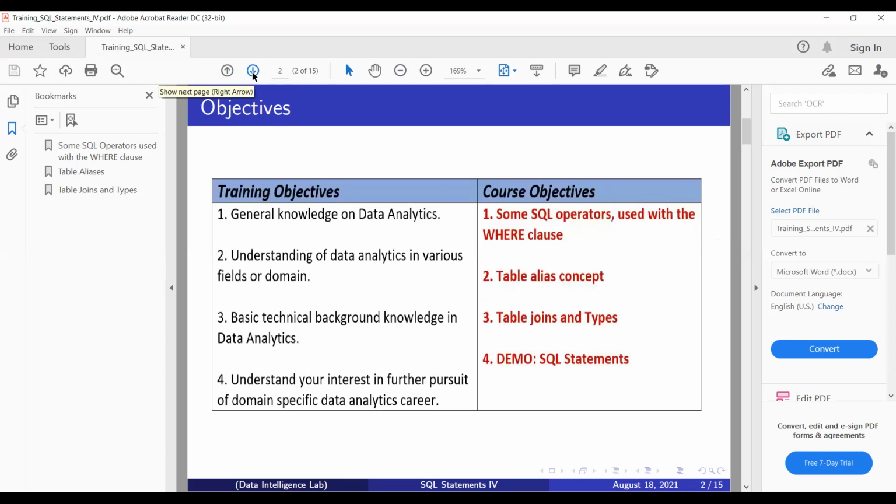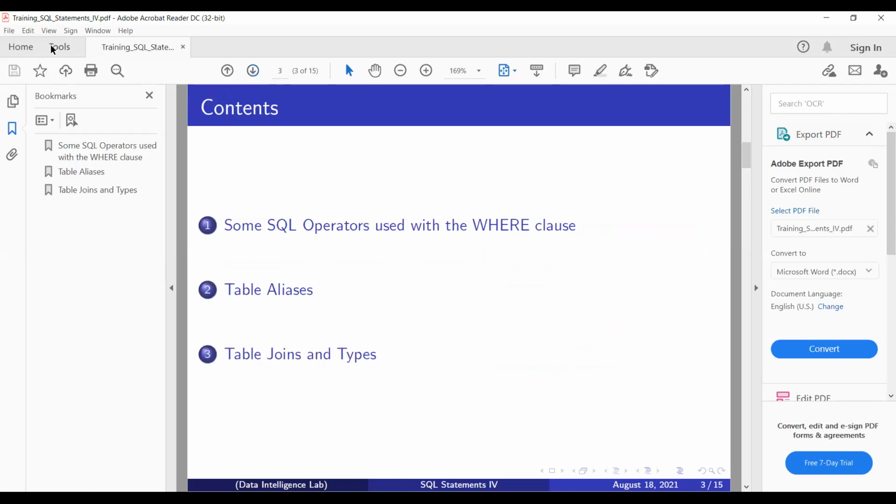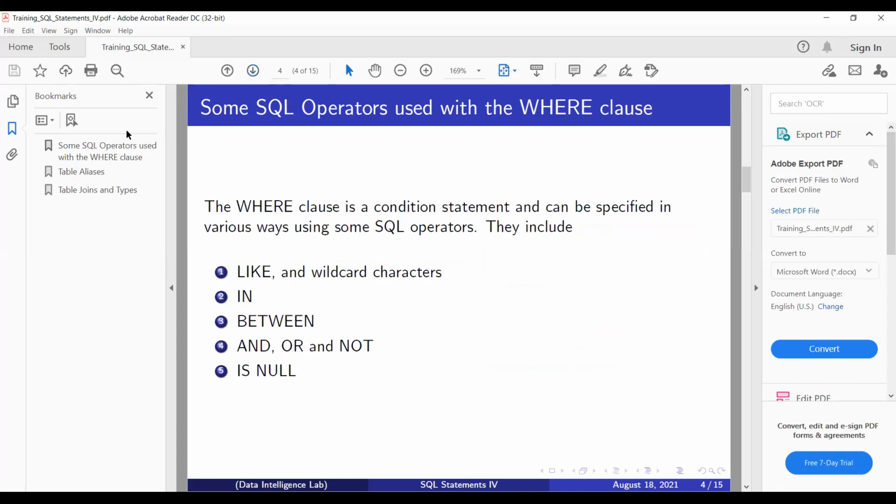Yeah, so here's our objective for today. We'll be talking on these topics, right? And it's just a brief content today. It's going to be more of a practical hands-on class.